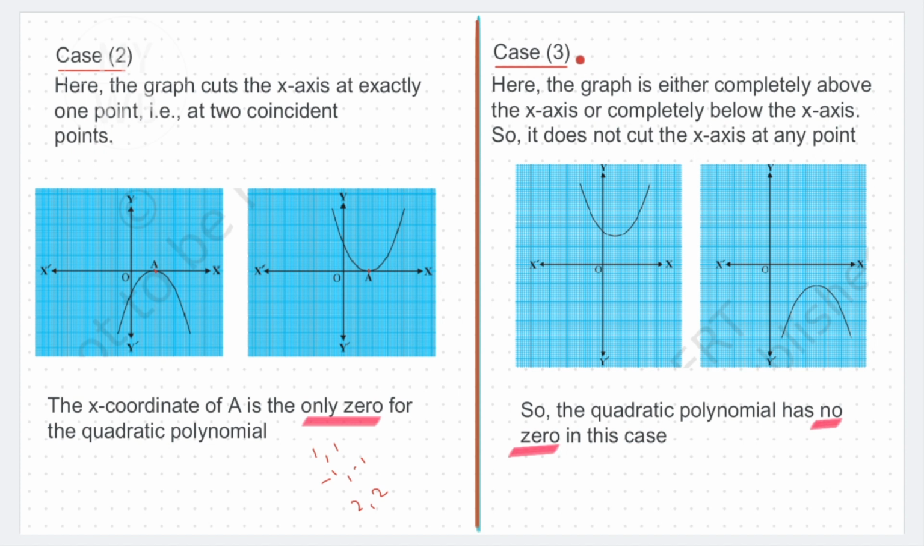Now case 3 is where the graph is entirely above the x-axis or below the x-axis. It never intersects the x-axis. So such quadratic polynomials have no zeros at all.